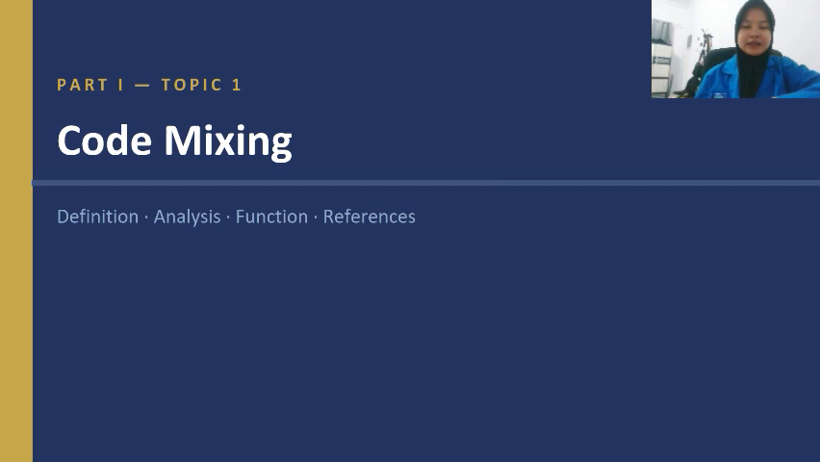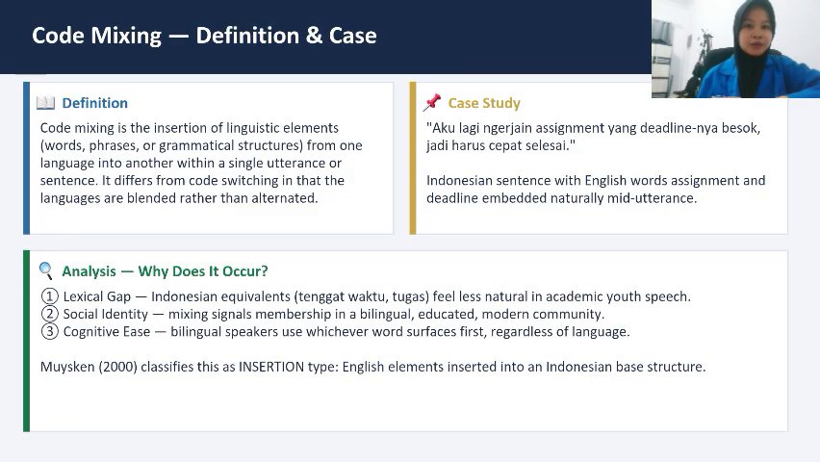Our first topic is code mixing. This is one of the most common phenomena we can observe in everyday bilingual communication, especially among Indonesian university students. Let's look at what it is, why it happens, and what role it plays socially. So, what is code mixing? Code mixing is the insertion of words, phrases, or grammatical elements from one language into another.